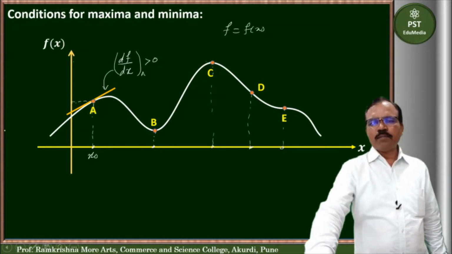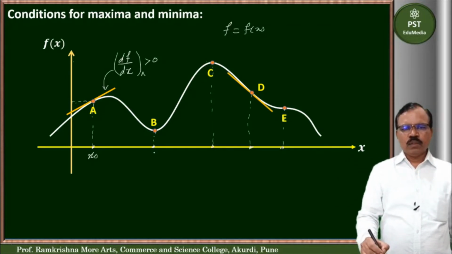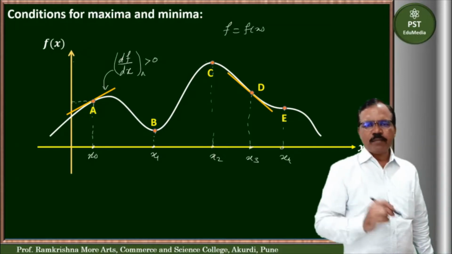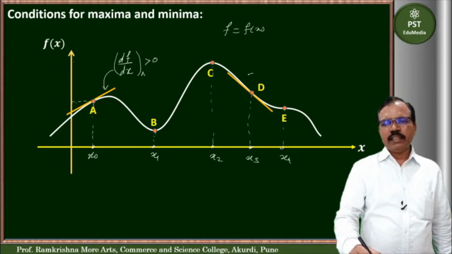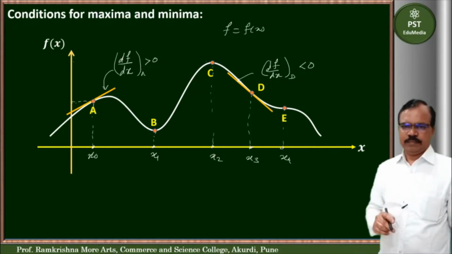We have another point D. Let us draw a tangent at this point. So I will take these as x1, x2, x3, x4. So the tangent at point D means the tangent at point x3. And if we see the tangent, its slope df by dx at D, at x3, is less than 0. So the function is decreasing here.